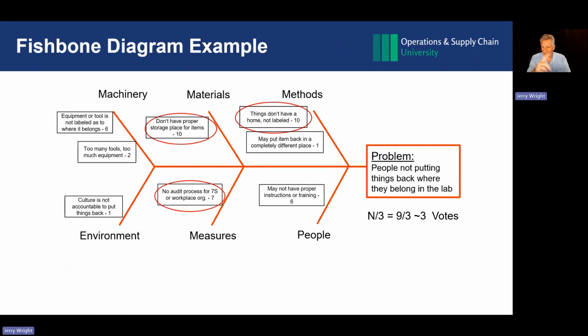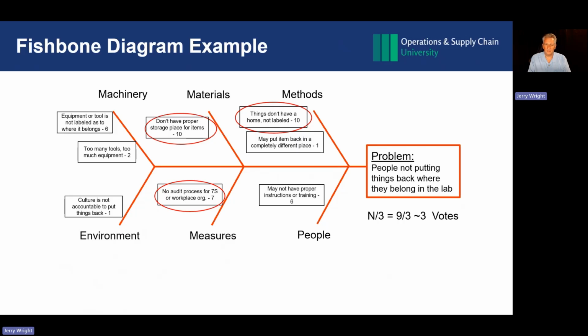Now, keep in mind, if we had these 3 and we said, okay, which one are we going to do? Although I would say the top 2 are similar, you can narrow it further and say everybody only gets 1 vote. Which one do you want to do? And then see what it is. But I would argue that don't have a proper storage place and they don't have a home is essentially the same type of thing. They need a storage place and a home that's labeled, and then we'll be able to resolve most of the challenges there.